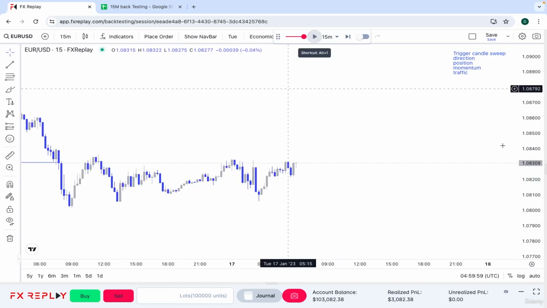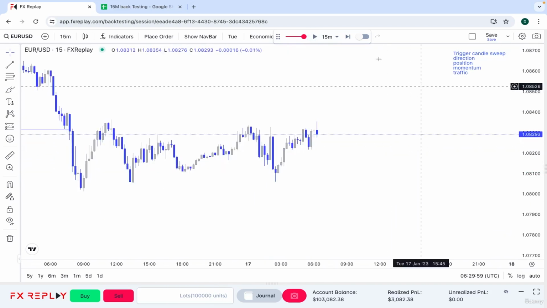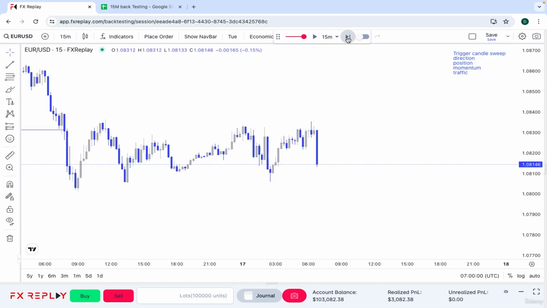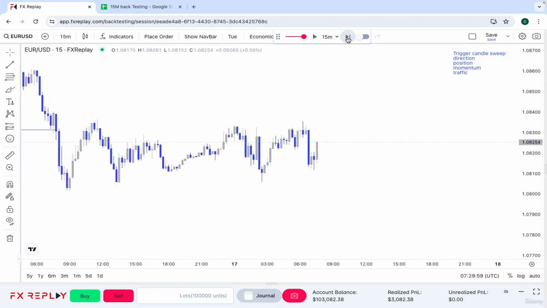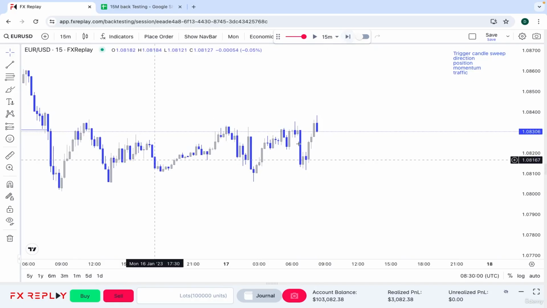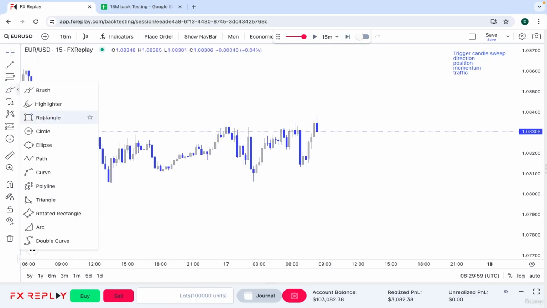It's a very quiet month. Probably picked the worst month to do this, if I'm honest. Right. Look how choppy price action is here. There's no real clear direction. It's just completely and utterly sideways.